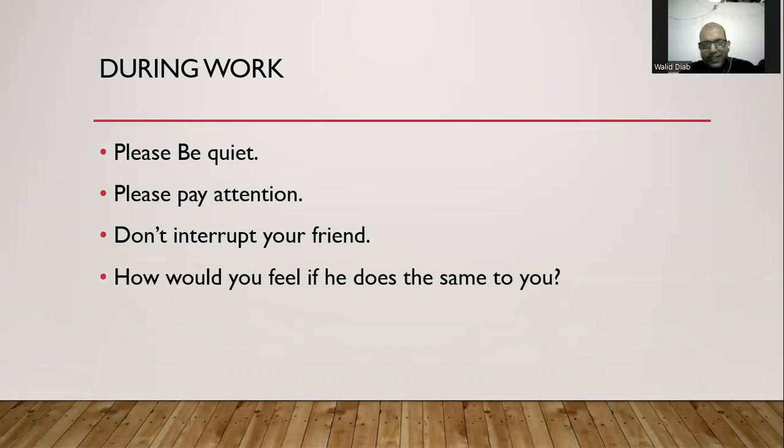Stop talking. He's trying to talk while the other is talking. For example, I have Ahmad and Muhammad. You allowed Ahmad to speak, and then Muhammad is trying to speak at the same time. You did not allow him to speak. So you'll tell Muhammad, don't interrupt your friend.